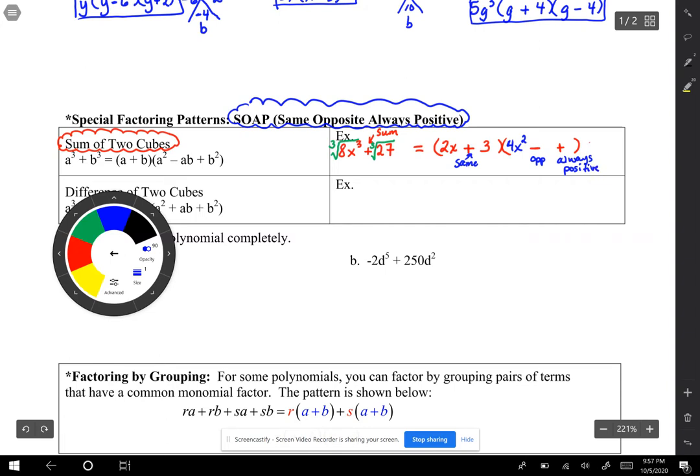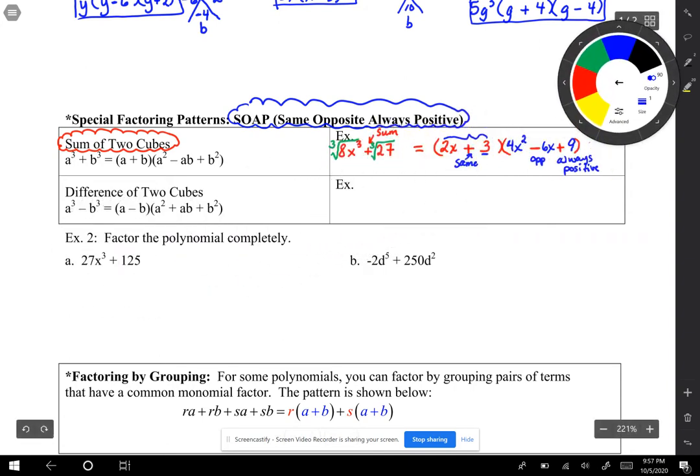And so what goes right after the opposite is just going to be these two numbers multiplied together, which is 6x. And then lastly, what goes in the last spot is 3 times 3, this number squared. So the first and the last numbers are squared, and the middle number is just the two numbers in the first parentheses multiplied together. Okay.